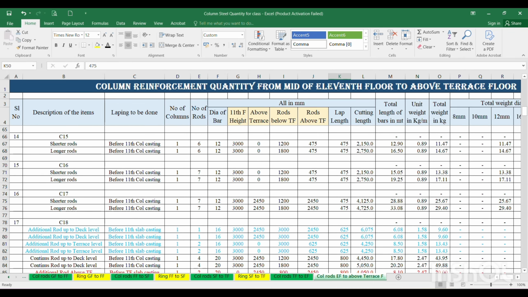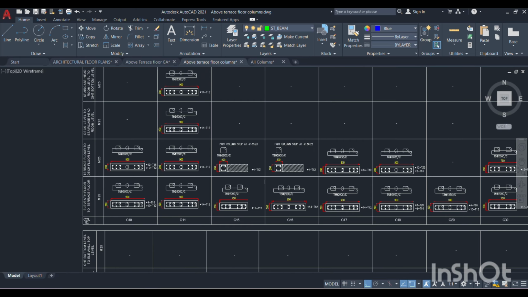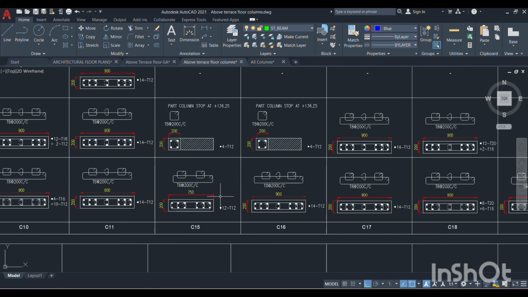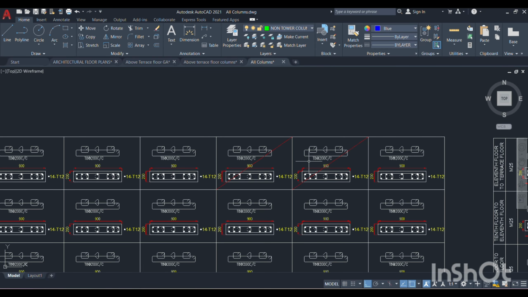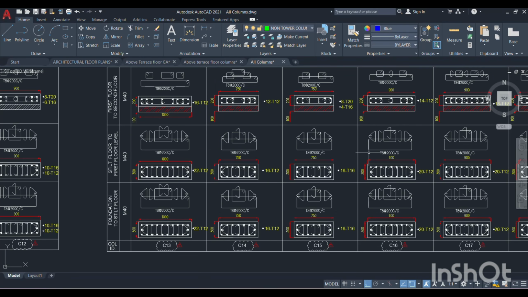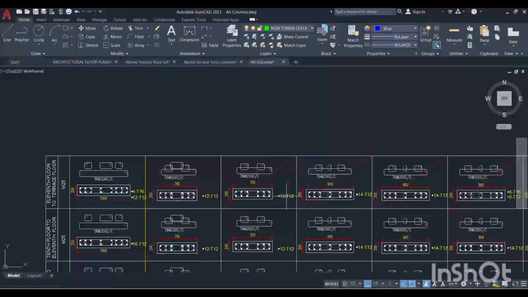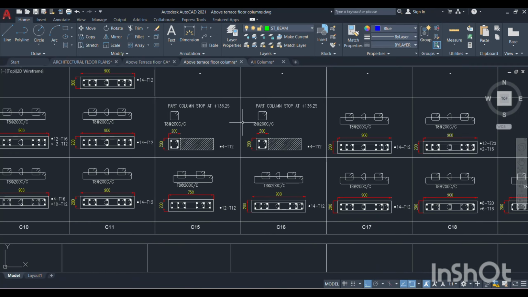So if you see this C17, this is also the same, whatever detail you see, 12-12 is there and 14-12 is there. Though 15 and 16, you see this 15 and 16 also the same, the same detail is over there also, 12-12 and 14-12, and here also you see 12-12 and 14-12, and this is one small column which is going only up to 136.25.